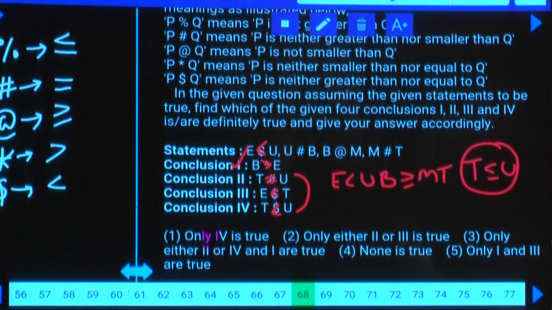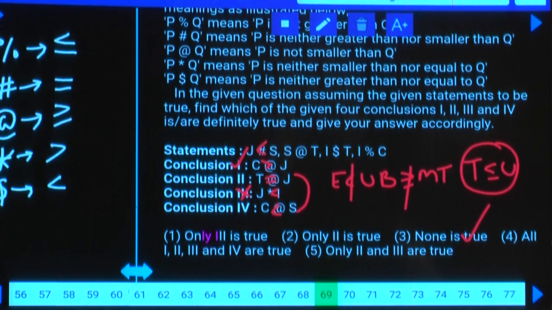Then what about the third one here? E lesser than T. Now between E and T there is 1 lesser than, 1 greater than, 2 opposite symbols, no relation. Then what is your answer? 1 and either 2 or 4, and it is given in choice 3. Done with this? Question number 68, it is choice 3.